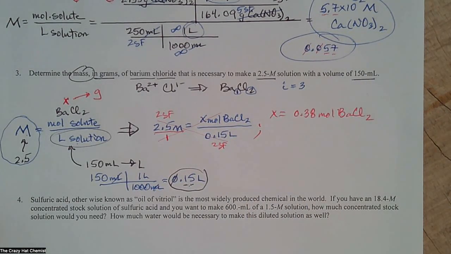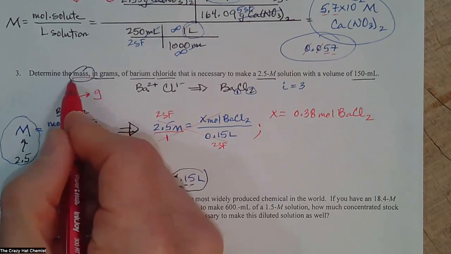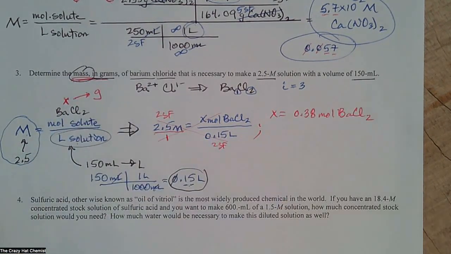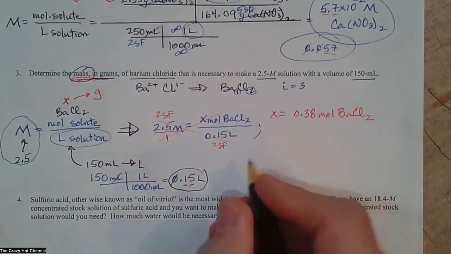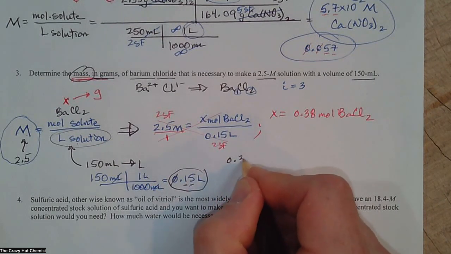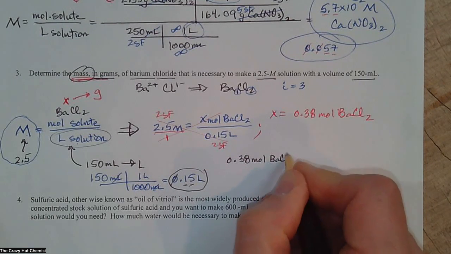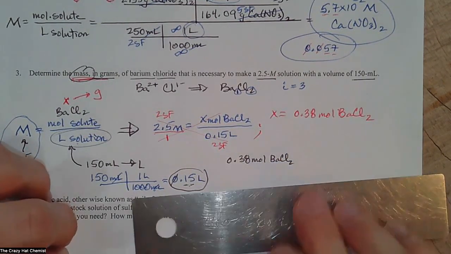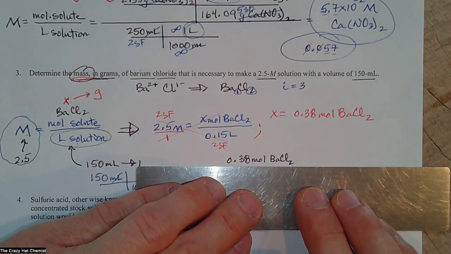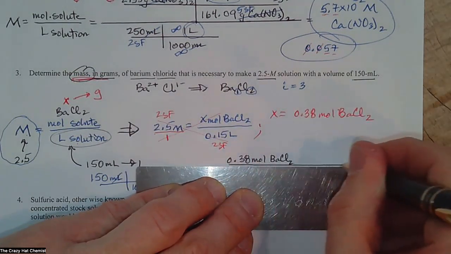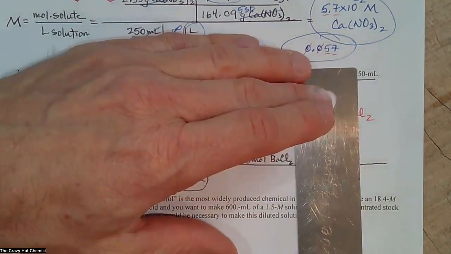Again, remember that you're going to reread the question to make sure that you are truly answering what it's asking for. It says, what's the mass in grams? Right now I have moles. So I'm going to rewrite this here. That's 0.38 moles of BaCl2. And we are going to convert this into grams using the molar mass of barium chloride.